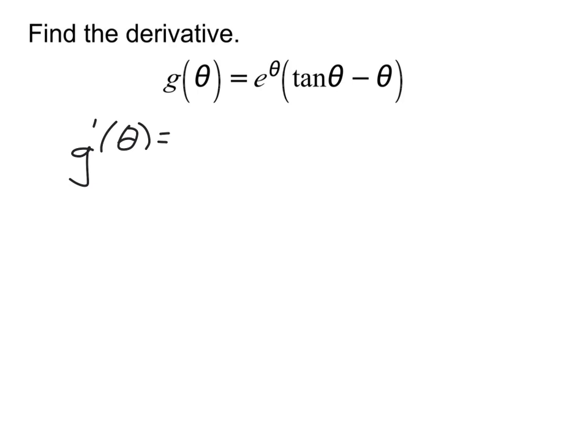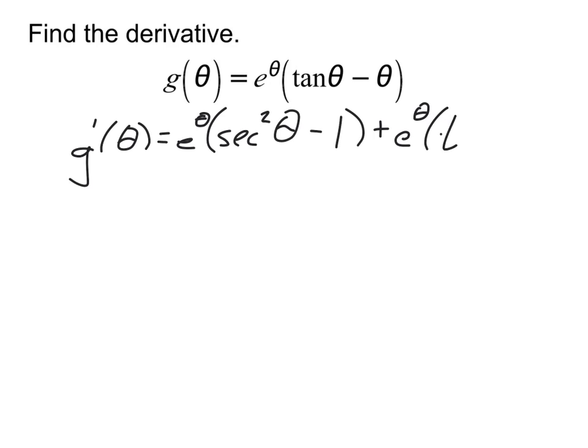So for product rule, we do original times derivative. And so that's going to be e to the theta times the derivative of tan theta minus theta. All right, so what's the derivative of tan theta? Secant squared of theta. Then minus the derivative of theta, which is 1. Then that's going to be plus derivative times original. Well, the derivative of e to the theta is e to the theta. And it's times original, so the tan theta minus theta stays exactly as it was.